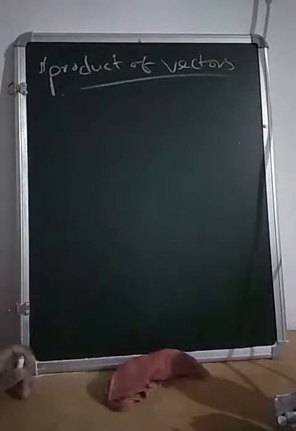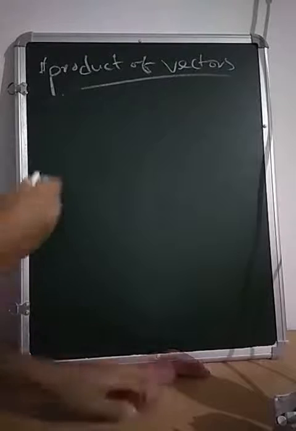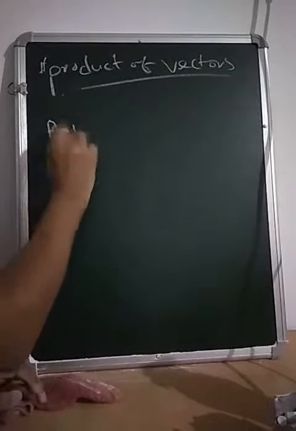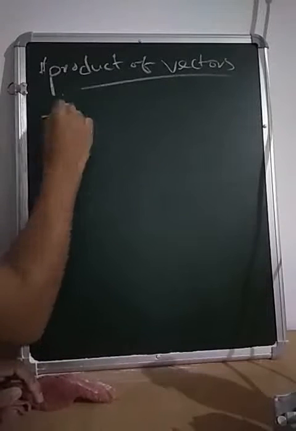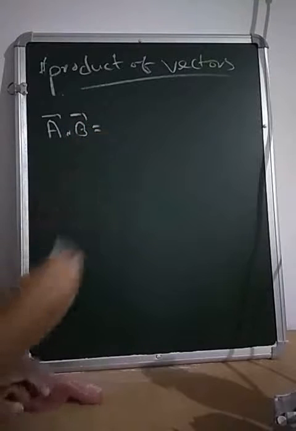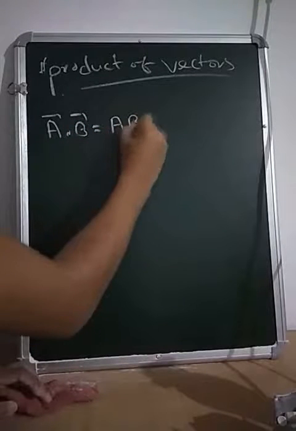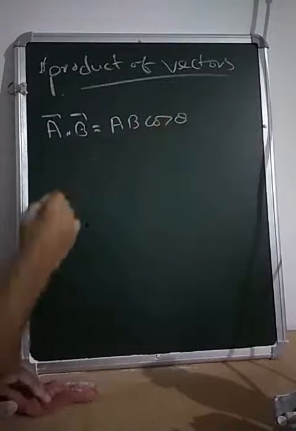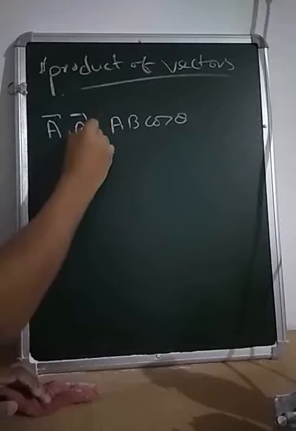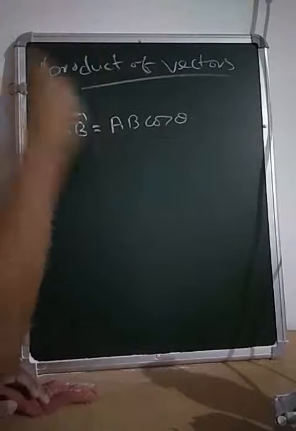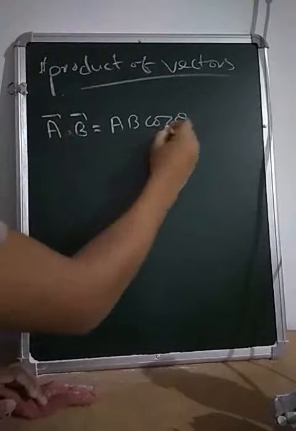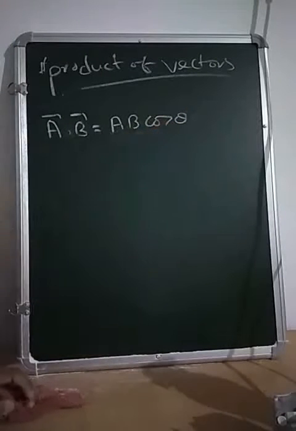How do we represent the scalar product? Suppose A dot B, the scalar product of two vectors A and B. How do we write this? AB cos theta. The scalar product of two vectors A and B is written as A dot B equals AB cos theta. It is a scalar quantity.